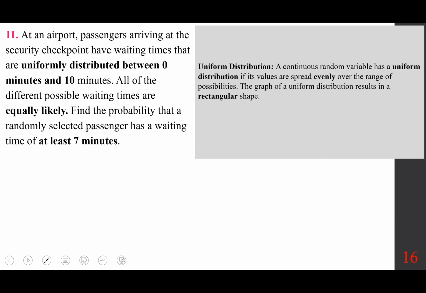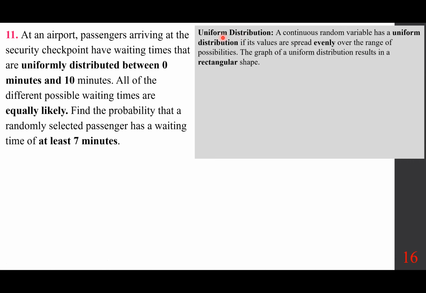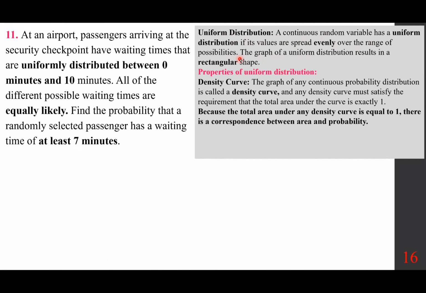Excellent. So let's remind everybody what a uniform distribution is. A continuous random variable has a uniform distribution if its values are spread evenly over the range of possibilities. The graph of a uniform distribution results in a rectangular shape. Properties.